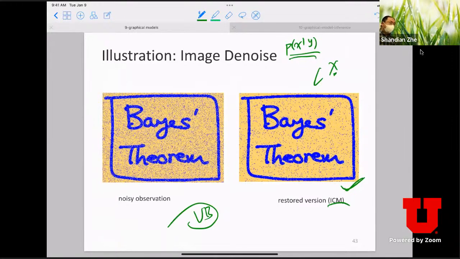So about ICM. ICM is a very classical algorithm in image processing. If you have taken that class, you should have heard of it. But we're not going to talk about this because this is typically not a Bayesian framework, but it's pretty straightforward.